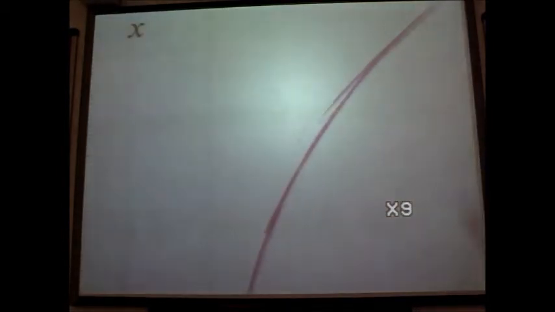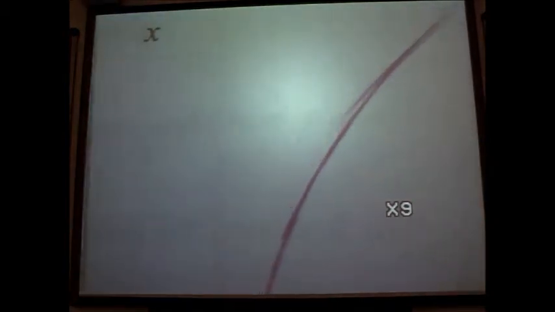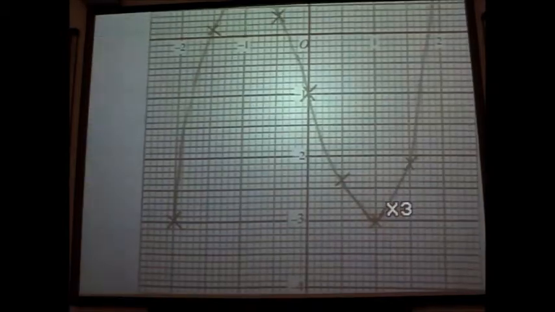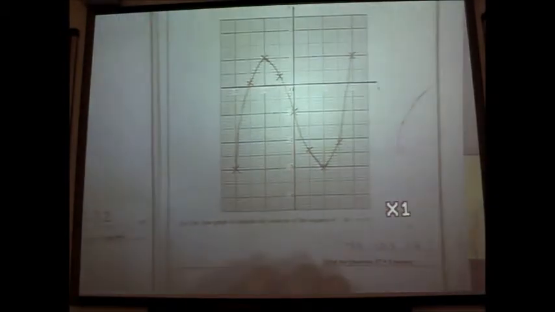Because where's your line going? There's actually 2 lines there. So don't do that when you do it. Just do it with a nice smooth line that the mark scheme says must go through every point and follow the general trend. That's what mine does.